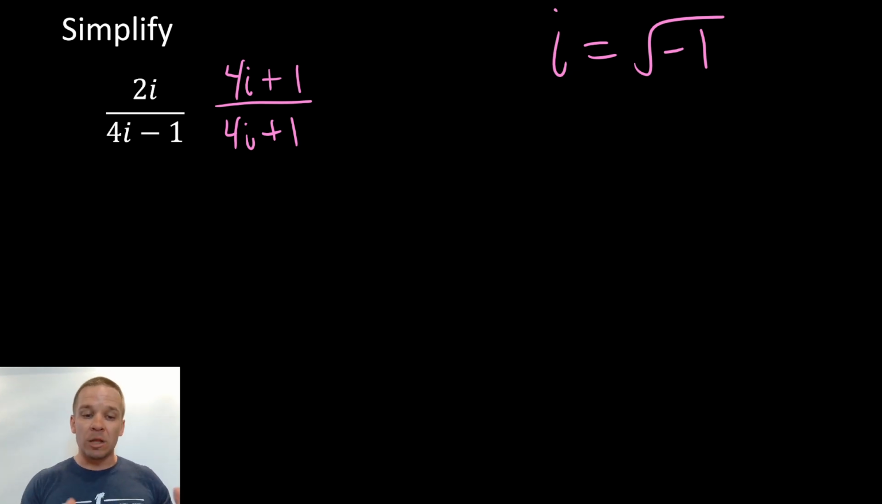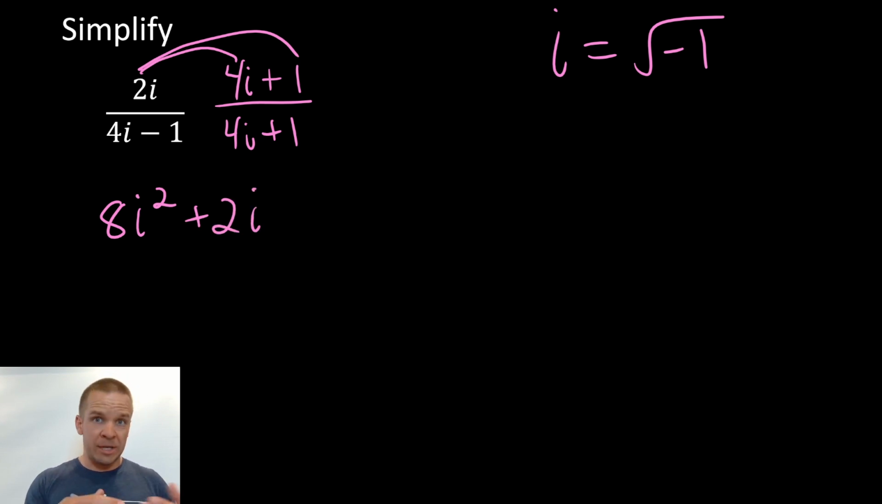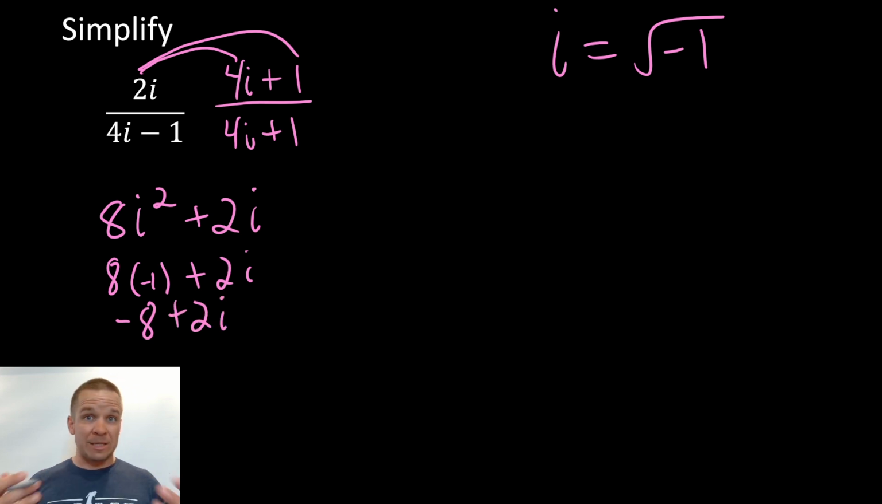It's going to look different, but it's going to be mathematically equivalent. All right, so if I'm going to multiply my numerator together, I'm going to have 2i times 4i, that's going to be 8i squared, and then 2i times 1, that's going to give me plus 2i. I'm going to continue dealing with my numerator, and then I'll go with my denominator. So i squared is -1, so I have 8 times -1 plus 2i, and now I'm going to have -8 plus 2i. So that's my numerator.